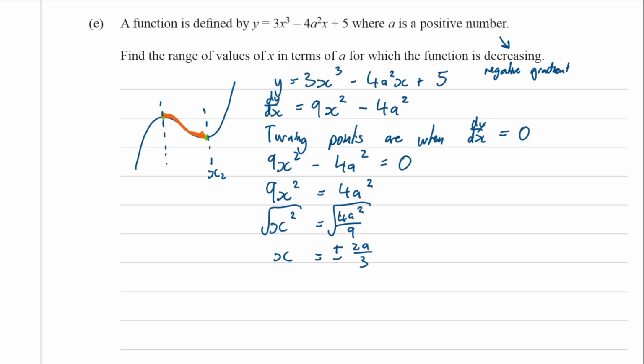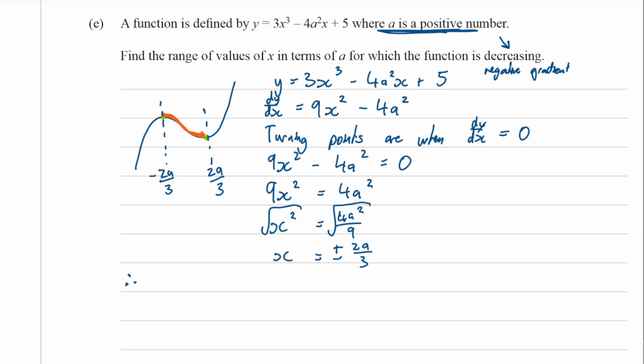So let's update our sketch. We'll have negative 2a over 3 and positive 2a over 3. That's because a is a positive number, so negative times a positive gives us a negative, which is why negative 2a over 3 is towards the left. It's the negative number. So at this point we've worked out the x values of the turning points and we know what the cubic function looks like, so we can now answer the question.